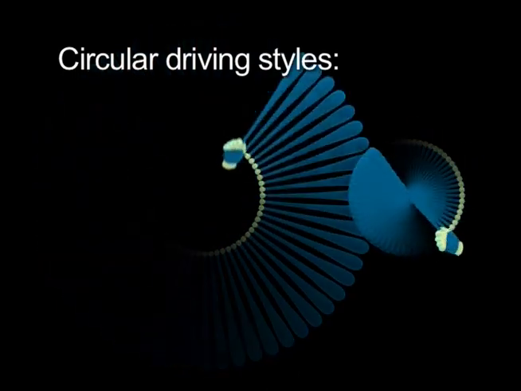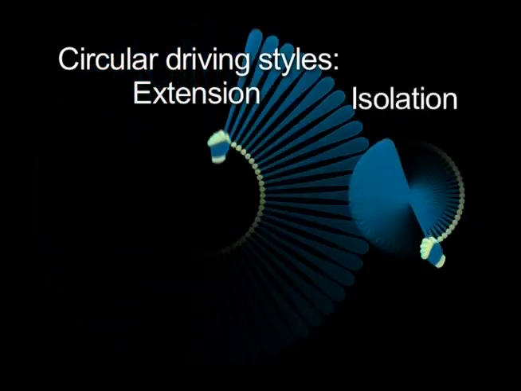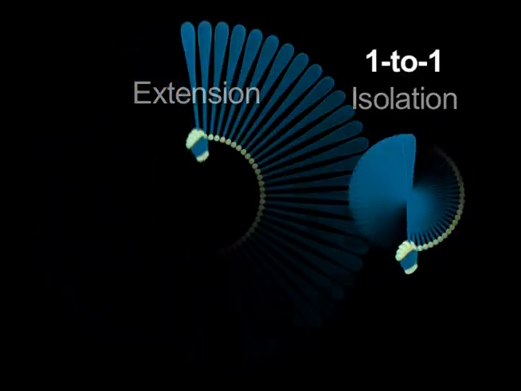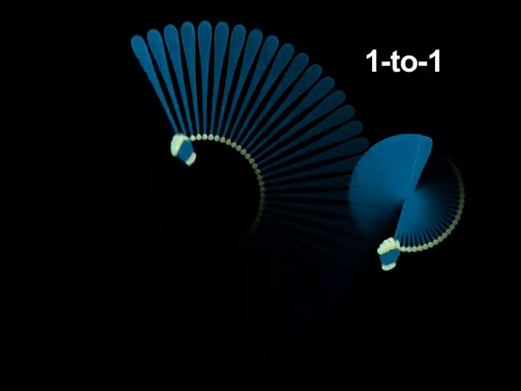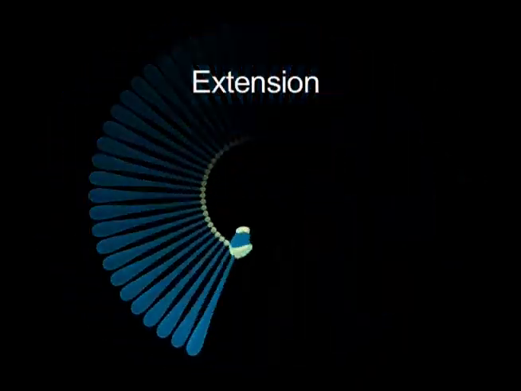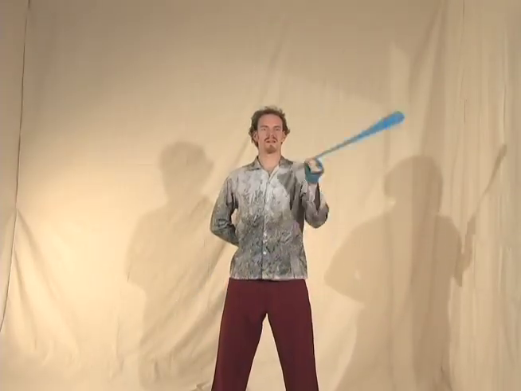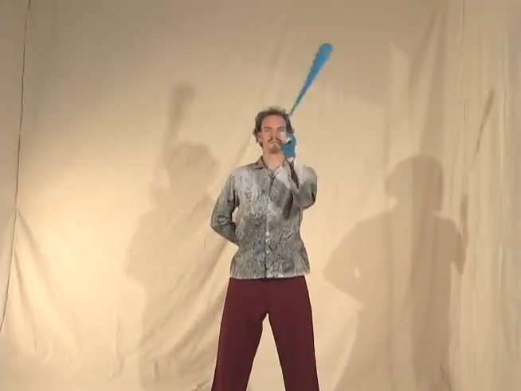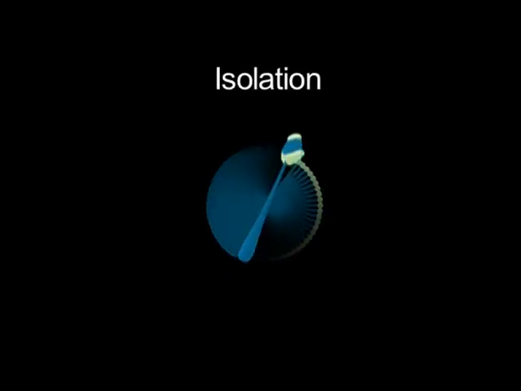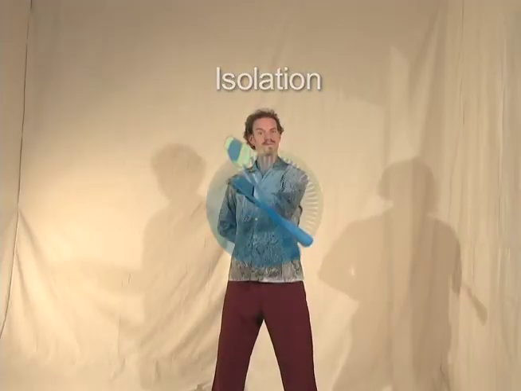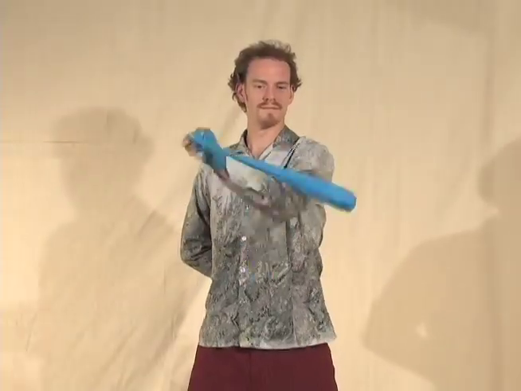The first two, extension and isolation, are done by making one circle with your hands for each one circle of the poi, 1 to 1. An extension is when your hand is at the same angle of the orbit as your poi head, thus making the poi's circle bigger than it was with your hand stationary. An isolation is when your hand is circling at the point opposite your poi head, making the poi's circle smaller than it was with your hand stationary. The relation of your hand to the poi head is split time.